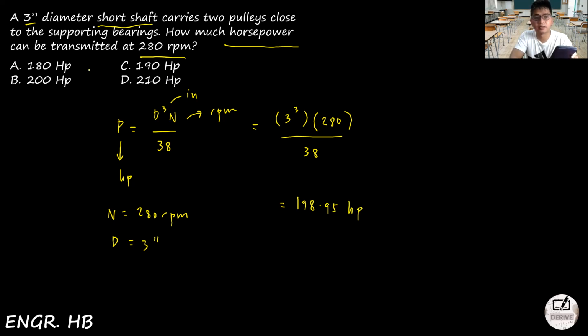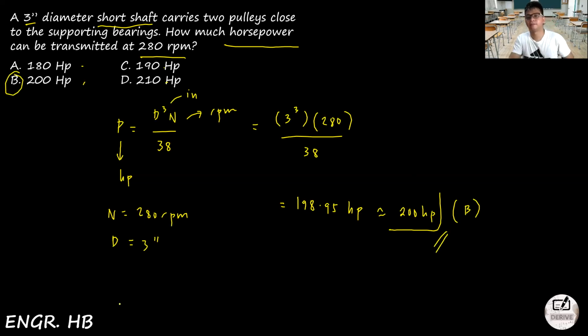Kailangan lang natin humanap ng malapit. So we have the 180 here, 200 here sa letter B, which is malapit. 190 here, 210 here. So ang pinakamalapit is 200 horsepower. So it is rounded up to the nearest 100. So the answer is letter B.